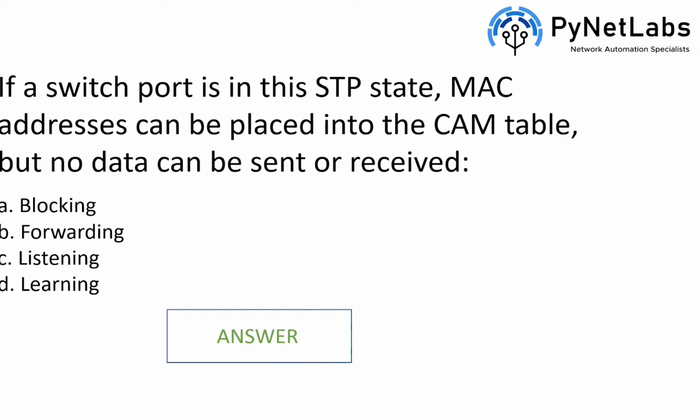If a switch port is in the STP state, MAC address can be placed into the CAM table, but no data can be sent or received. Then what particular state is that? Blocking state, forwarding state, listening state, or learning state? The port can basically learn about the MAC addresses, but cannot forward any traffic. So what particular state is it in? D. Let's look at the answer. So yes, the state will be called the learning state.